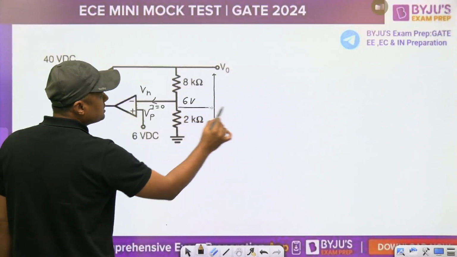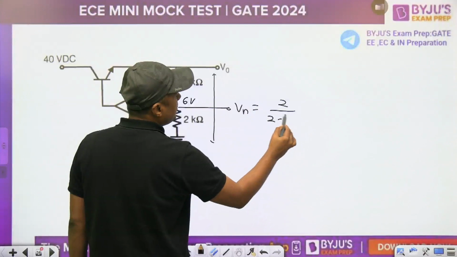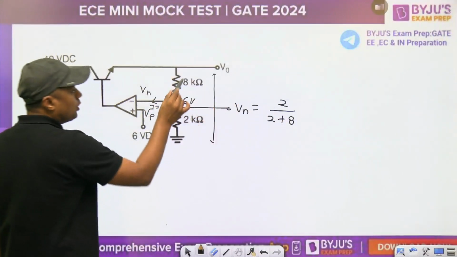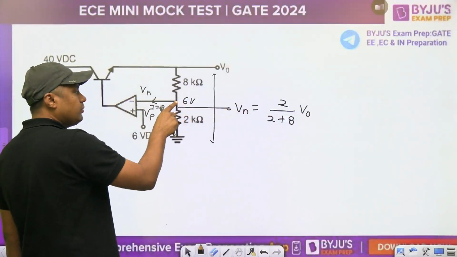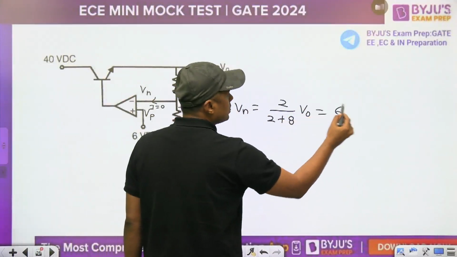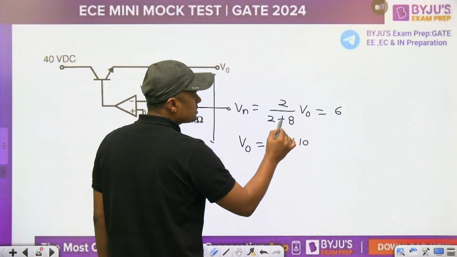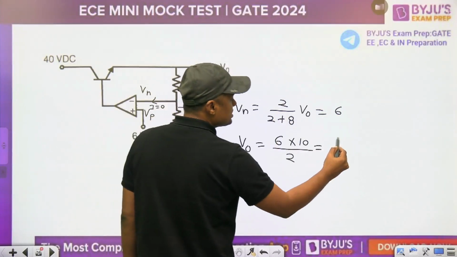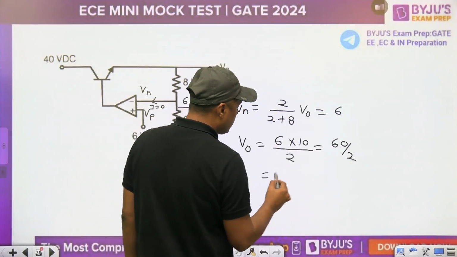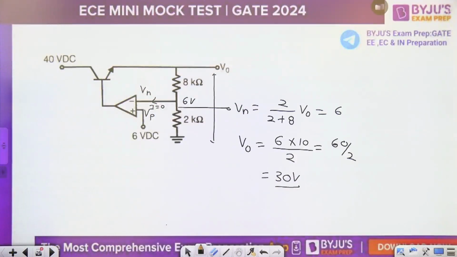So what is the voltage at this point? This is the VN. According to voltage divider, 2 upon 2 plus 8 into V0. That is the value of VN. And what is the value of VN? 6 volt. What is the value of V0? 6 into 10 upon 2, that is 60 by 2. Means what is the output voltage? 30 volt. So the answer is 30 volt.